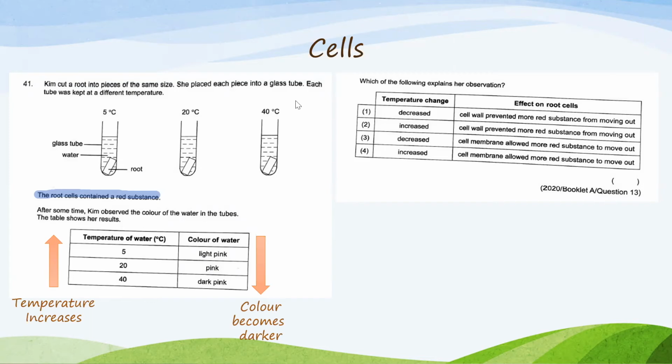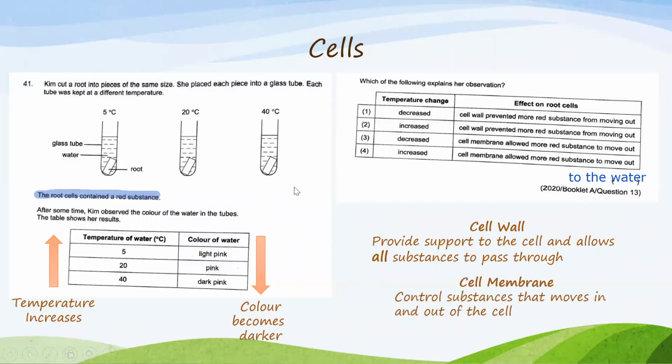Going back to the question, so what happens? Is it when the temperature increases or decreases? It's when the temperature increases. That is when the cell membrane allows more red substance to move out of the water, causing the water to change color. So the answer is number 4. We know the other 2 options are wrong.